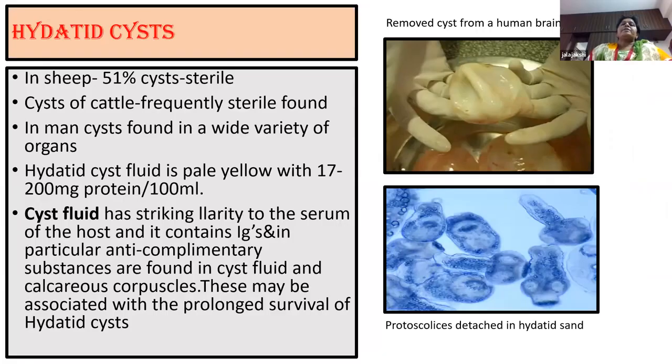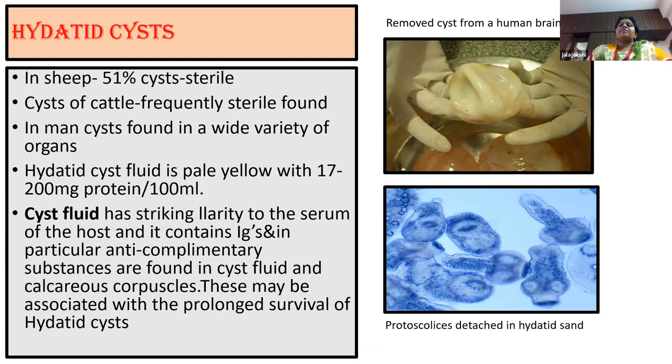In sheep, 49% of cysts are fertile, whereas 51% are sterile. So maximum fertility is observed in sheep when compared to other animals. So sheep are considered a suitable intermediate host for Echinococcus granulosus. This point should be remembered. In cattle, you will frequently find sterile cysts, whereas in sheep, 51% of cysts are sterile and 49% are fertile. So sheep are considered a more suitable host for Echinococcus granulosus.